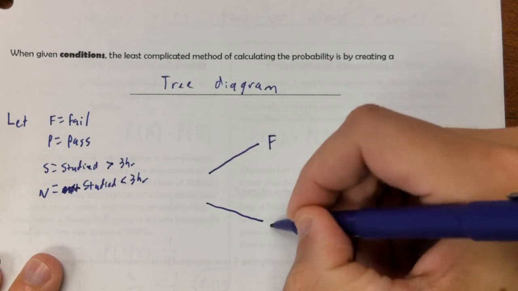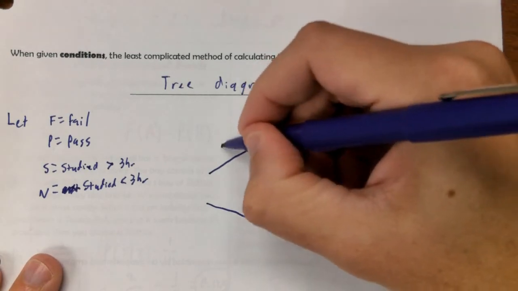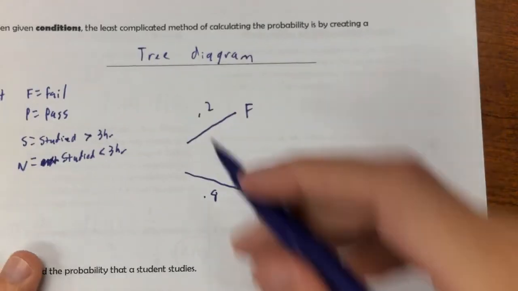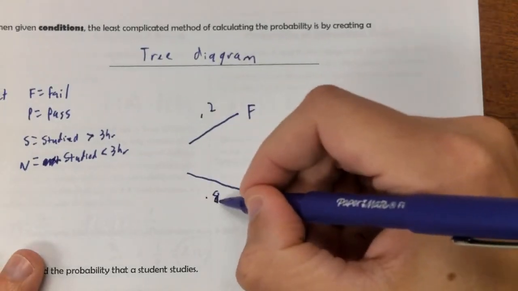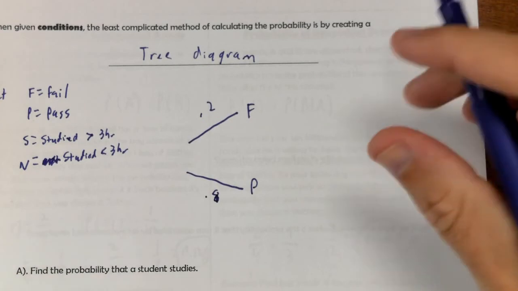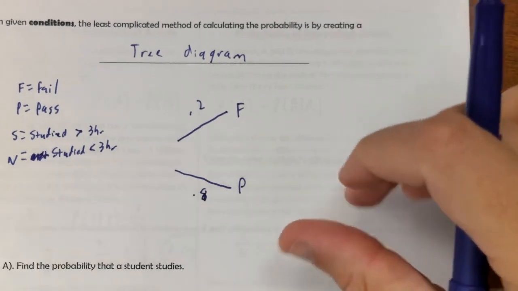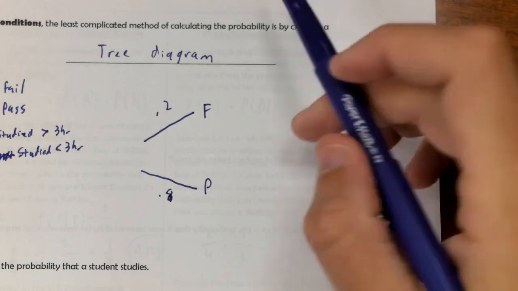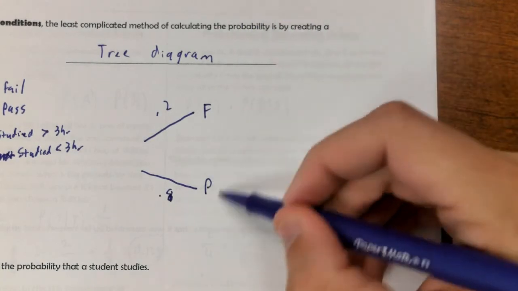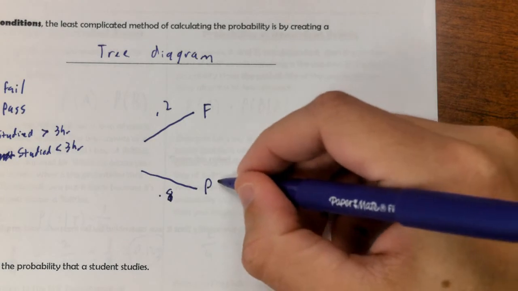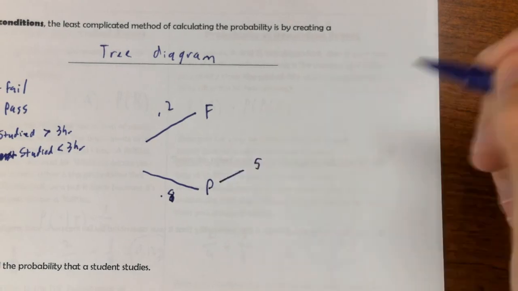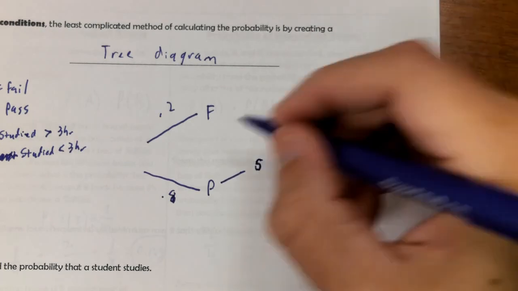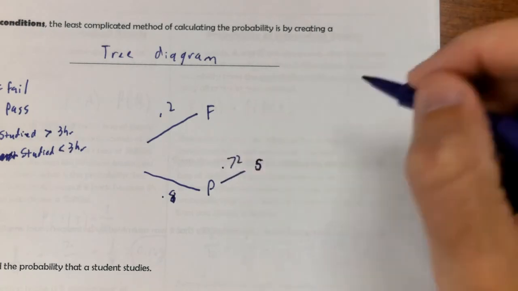Got my fail, got my pass. The professor fails 20%, which means he passes 80%. Actually, I should say 20% of the students failed the test, 80% passed. That's on them. Of those who passed the final, so we're looking at pass, 72% said they studied for more than 3 hours for it. So we got our S here, and we know that 72% there.